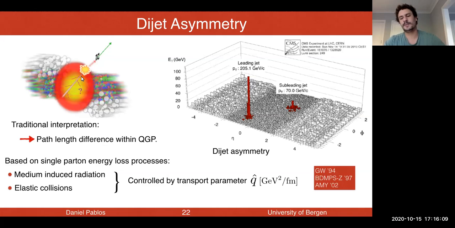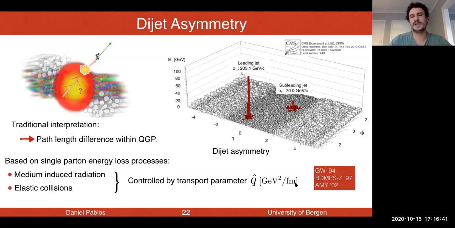But this was developed in the late 90s, early 2000s, and there are a set of processes that I will not discuss, which are medium-induced radiation and elastic collisions that, as you can imagine, contribute to the degradation of energy of the high energy particle that crosses this medium. And all you need to know is that they are controlled by the transport parameter Q hat, which is the amount of transverse momentum squared per unit length acquired through the medium.